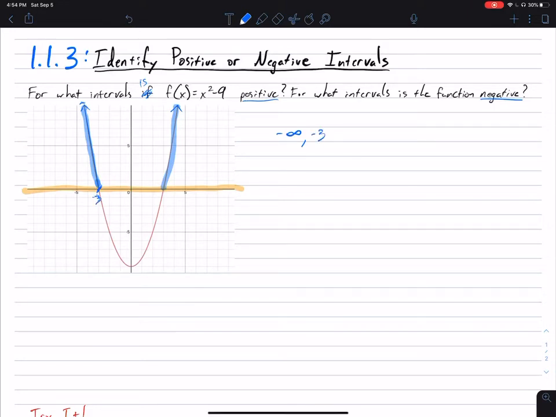Now, at negative 3, we have to be careful. Negative 3 is right along the axis, so it's not above it, which means we want to use a parenthesis. Negative 3 is not included in the positive part. And then remember, anytime we have an infinity symbol, we're also going to use a parenthesis.